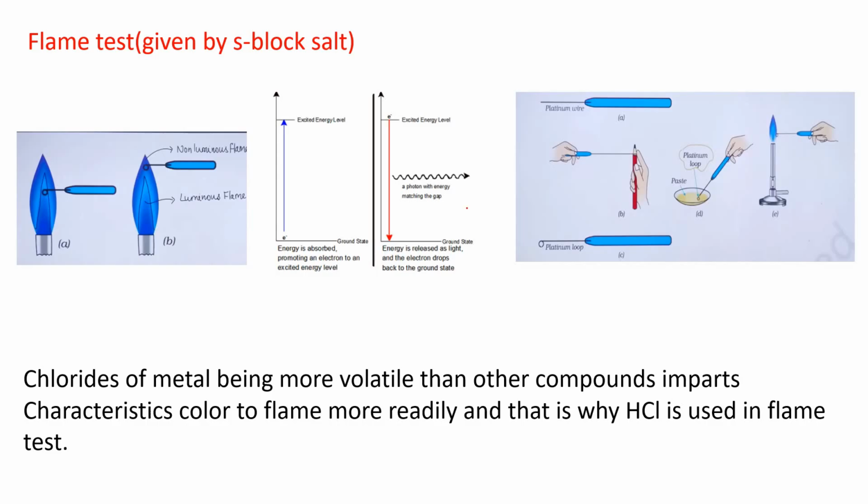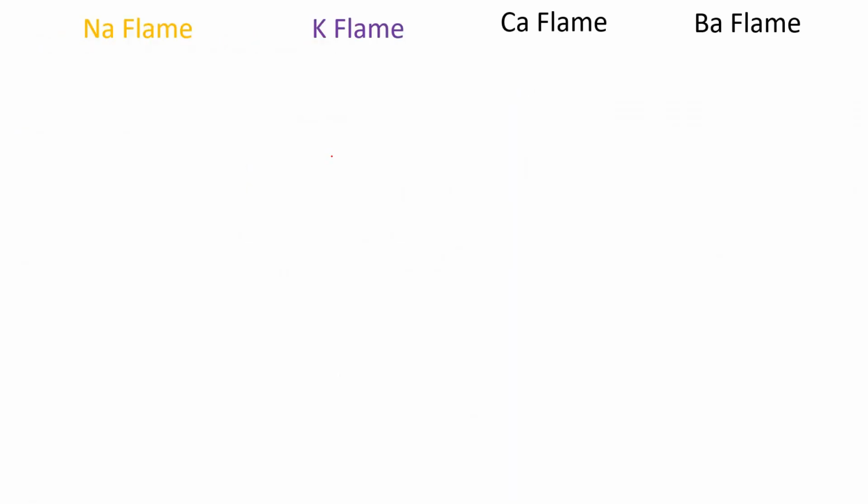Now, in the flame test, we should always take concentrated hydrochloric acid because the chlorides are more volatile, so it imparts the characteristic color to the flame more readily. That's why concentrated hydrochloric acid is taken. That means the paste you have to make with concentrated hydrochloric acid. Now we'll see the different flame colorations, that is, the flame coloration of different s-block element salts.